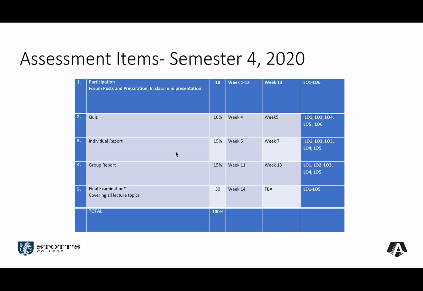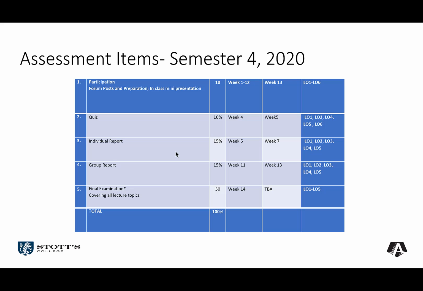There is a multiple choice quiz that is in week 4. That's worth 10%. You're going to be doing an individual report which focuses on strategic inputs of an organisation within an industry. And then you're going to be doing a group report which focuses on strategy formulation and implementation. They're both worth 15%.